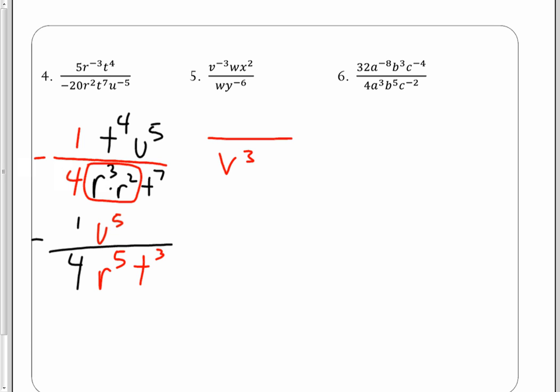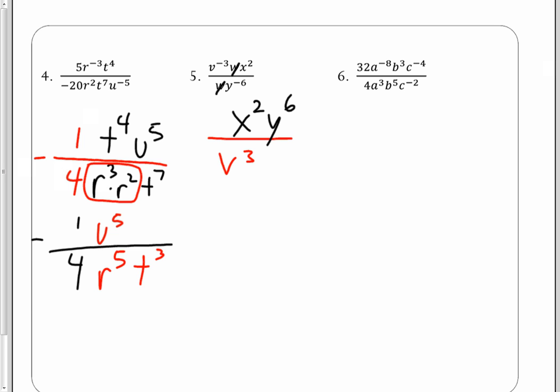Eliminate the W's. Can we eliminate the W's? Yeah. We got W over W. That's equal to 1. That's gone. How about the X2? Should I do anything with that? Let's leave it up there. What about Y negative 6? Where does it go? Top.